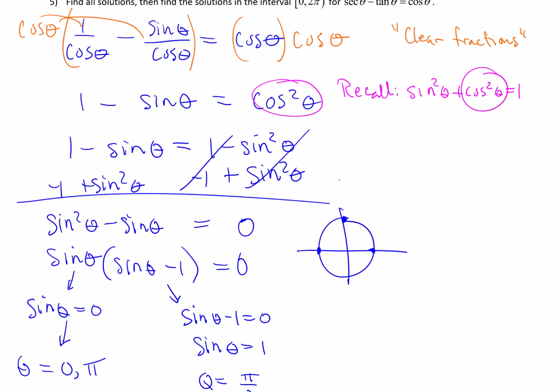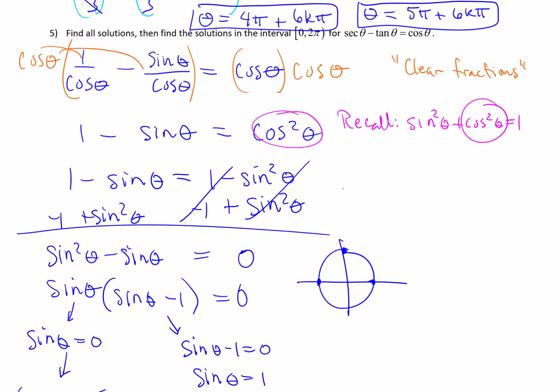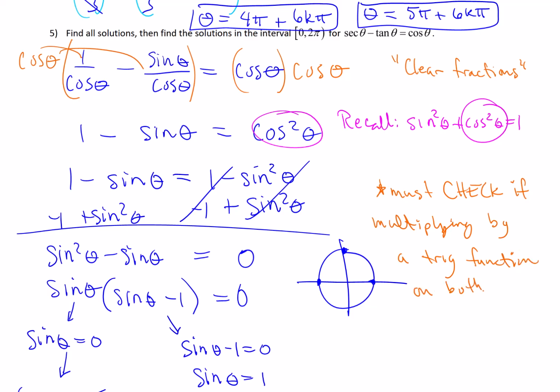Now let's add one more thing I should have noted back here. When we cleared the fractions by multiplying by cosine, in that case, we have to check for extraneous solutions. I'm going to add this as an extra note: we must check if multiplying by a trig function on both sides.